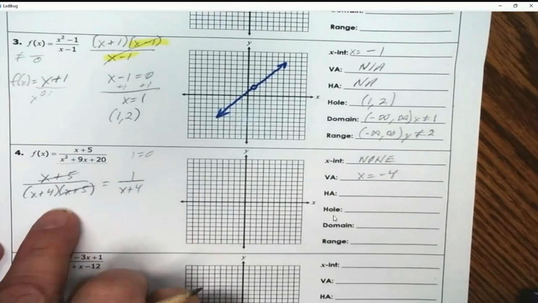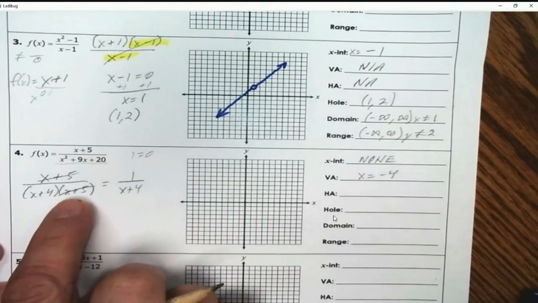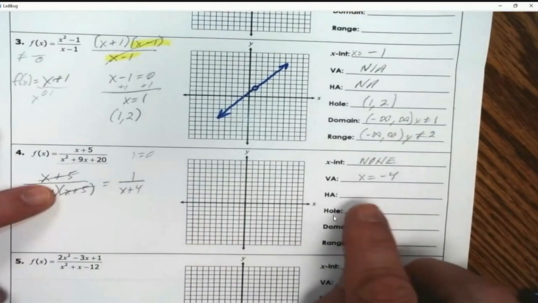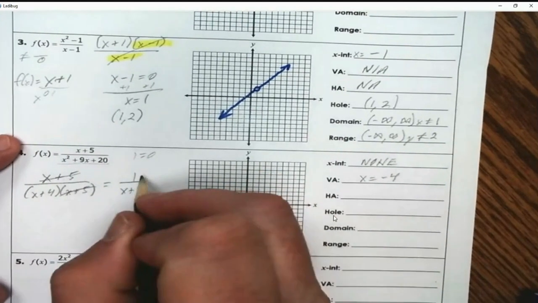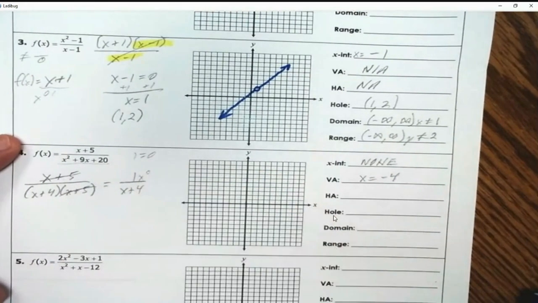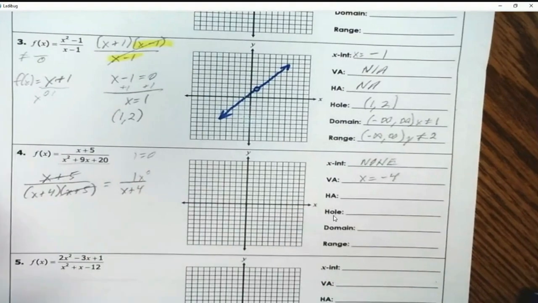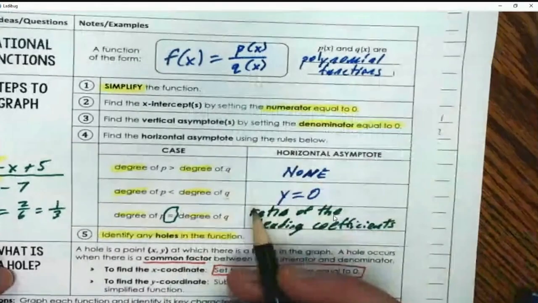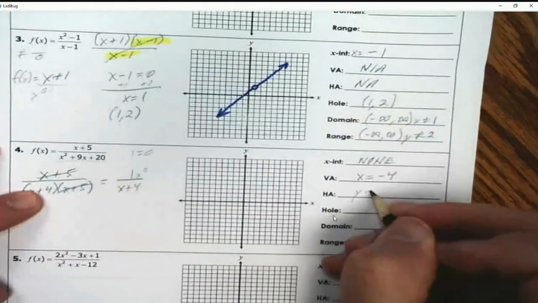Now, we have to look at the original one to see we had an x plus 5, which we'll deal with in a minute because it's going to be a hole. But horizontal asymptote, that's the degree. Well, the degree on top is 1, x to the 0 power. The denominator is the larger one. And when the degree of the denominator is larger, y equals 0 will be our horizontal asymptote.